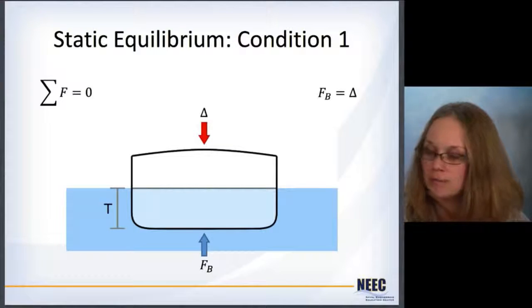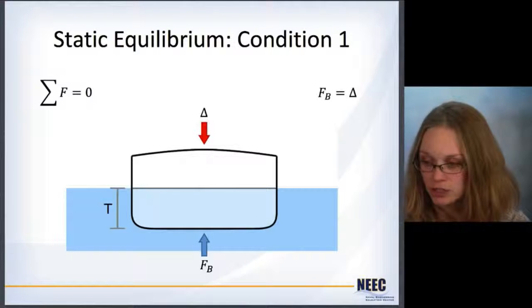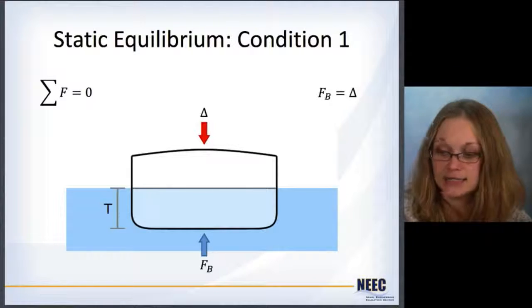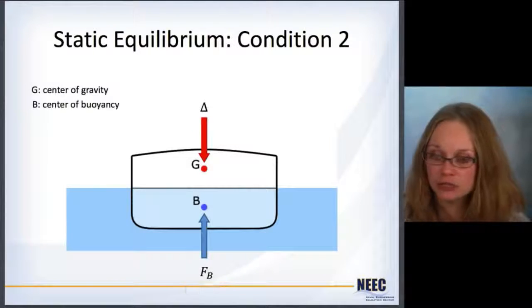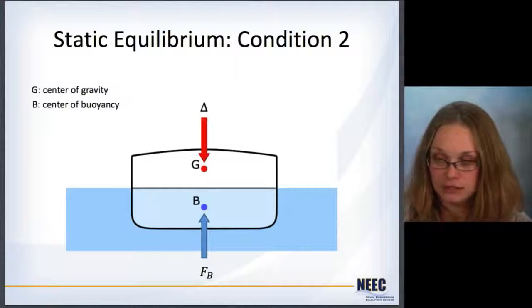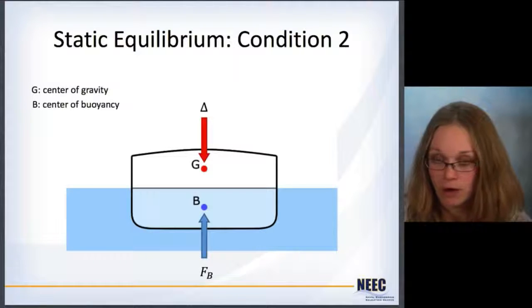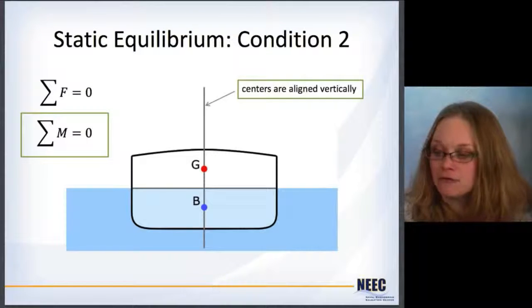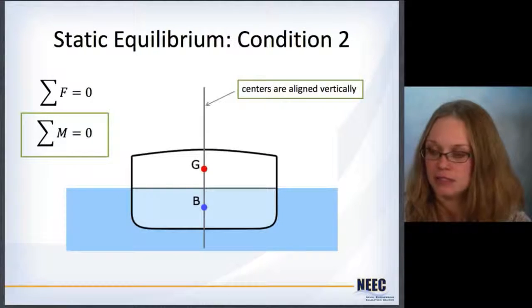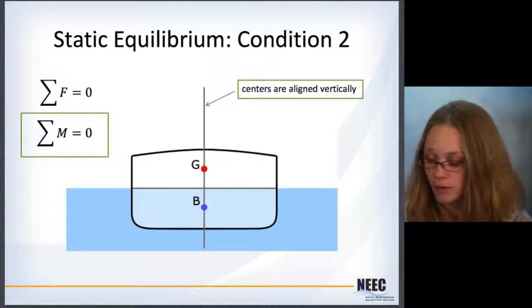So condition 1, right, here is a ship. It sits in the water. When the buoyant force is equal to the weight of the ship, then it is at rest, and it has a given draft T. That one's easy. To look at condition 2, we need a little bit more information. The weight of the ship acts through the center of gravity, denoted here G. The center of buoyancy is the center point where all of the buoyant force is considered to act. That's B here. If G and B are aligned vertically, it means that there are no moments and the second condition is met; the ship is in static equilibrium.